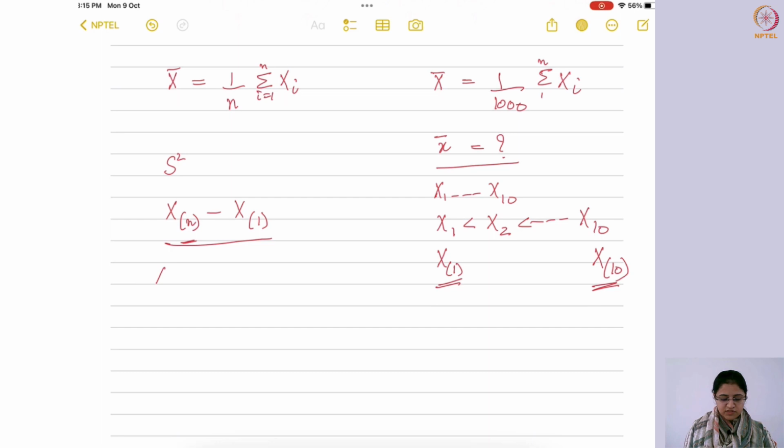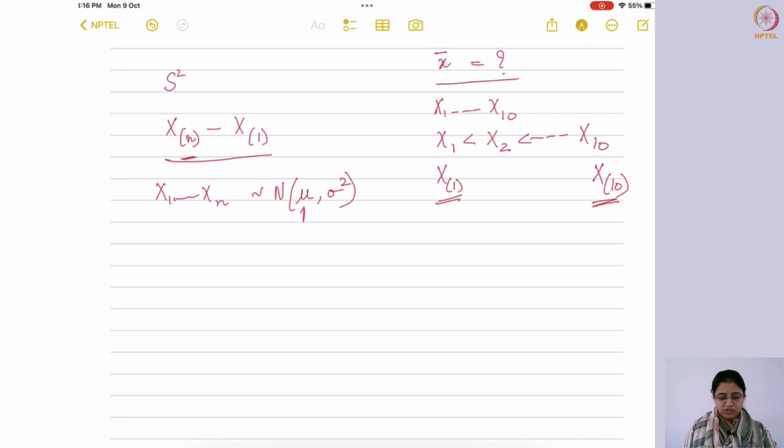Now you could think of a situation where suppose you have X1, X2, Xn, which are coming from a normal distribution with mean mu and variance sigma square. We are interested in the mean. So I could come up with this statistic. Here sigma square is unknown for us, suppose.